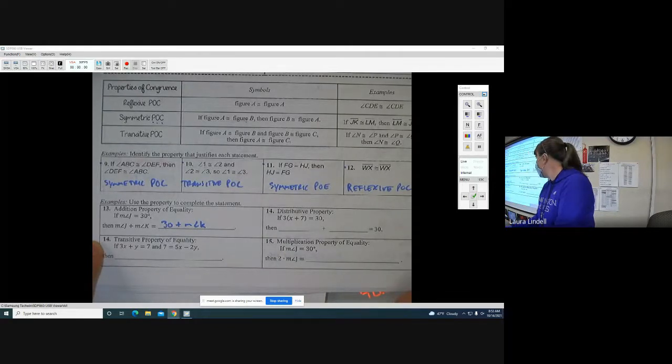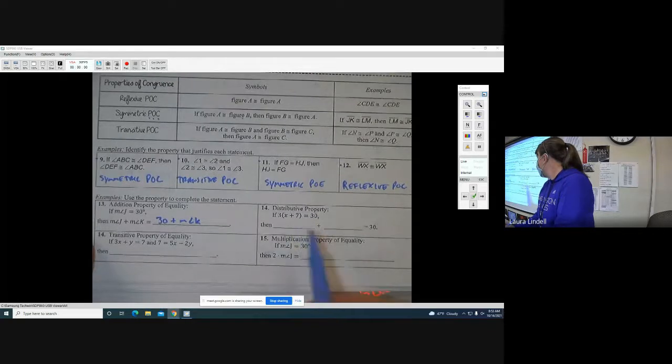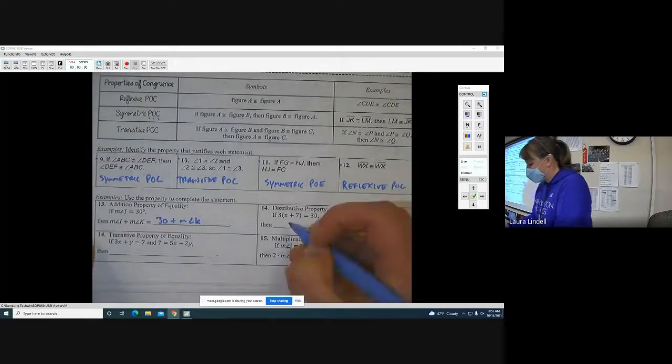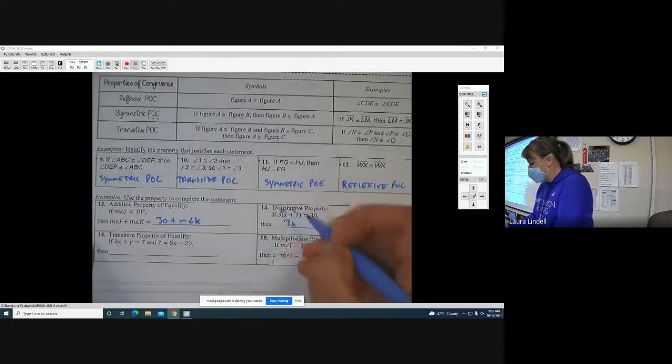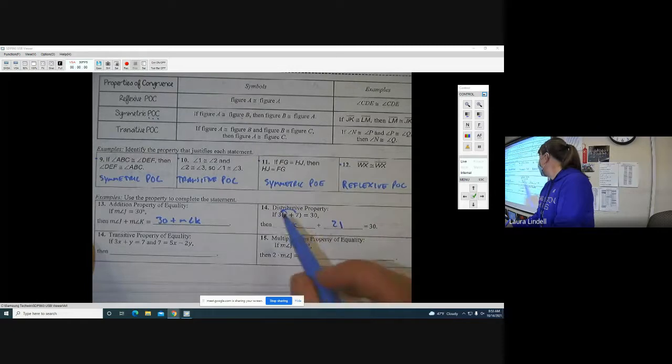All right. For the first number 14 here, distributive property, 3 times x plus 7 equals 30. We want to fill in these two blanks here. What should go in the first one? 3x, because we're just multiplying it by both of them, right? What goes in this blank? 21. And then equals 30. 3 times 7.